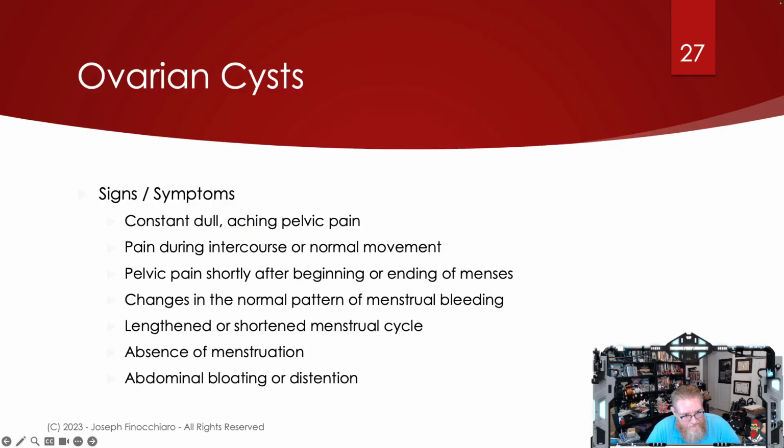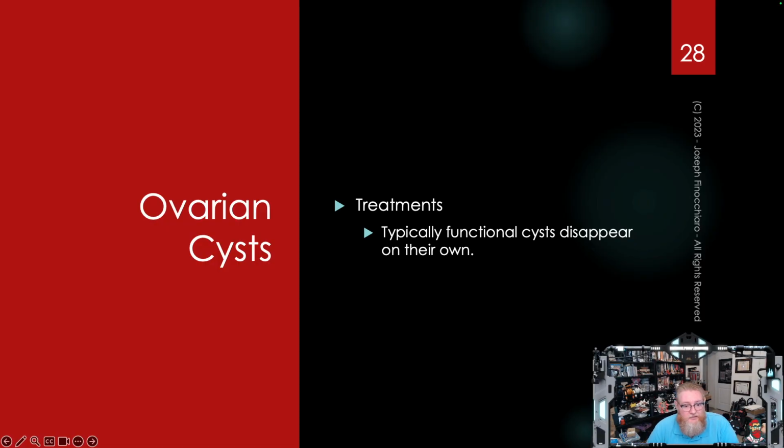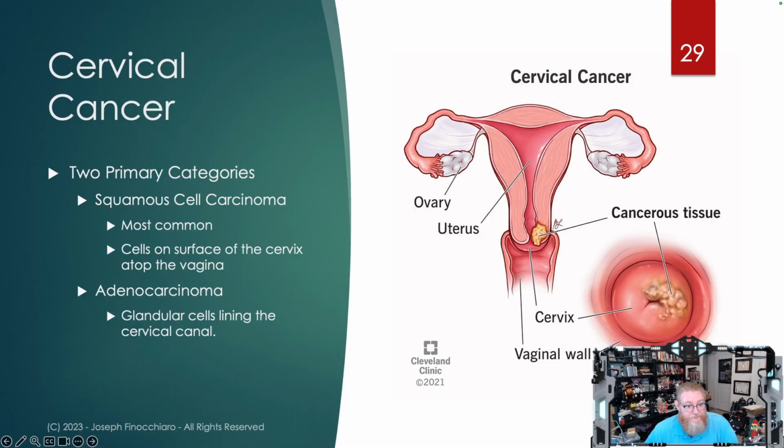Signs and symptoms of ovarian cysts include constant, dull, aching pelvic pain, pain during intercourse or normal movement, pelvic pain shortly after beginning or ending of menses, changes in the normal pattern of menstrual bleeding, lengthened or shortened menstrual cycle, absence of menstruation, or abdominal bloating or distension. Typically, functional cysts disappear on their own.